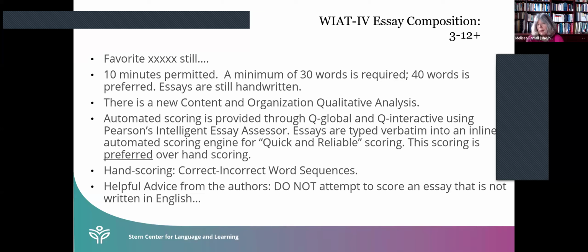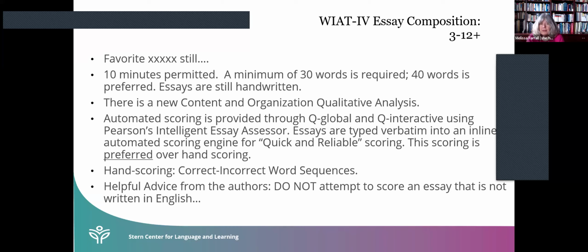And then the WIAT comes back to, so we looked at writing skill, we looked at sentence level skill, and now we're going to that essay. So 10 minutes to write your favorite whatever. And this is where we have the automated scoring, which is using correct and incorrect word sequences. So I would say if you give the WIAT, or if you're working with an evaluator who gives the WIAT, this is a really good thing to know, to understand that this is where that score is coming from. It's coming from a particular method of looking at writing skill involving correct and incorrect word sequences.